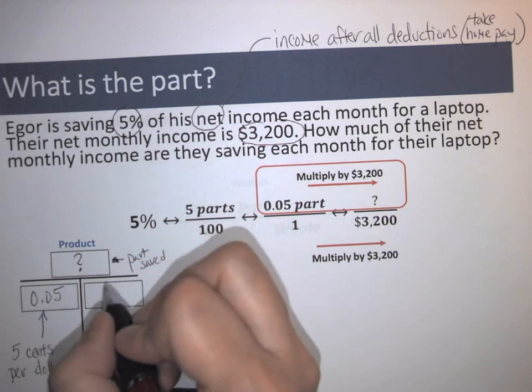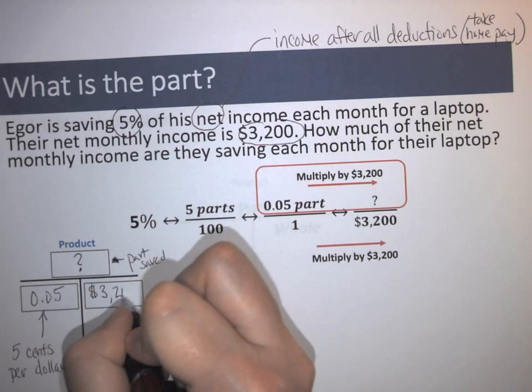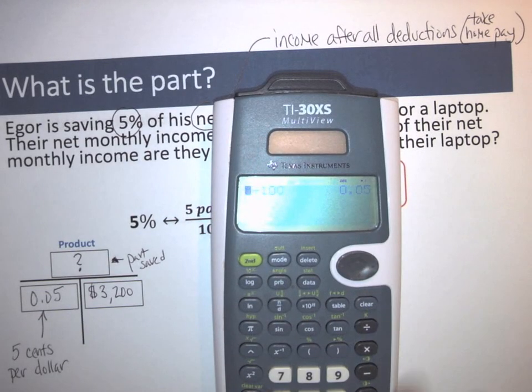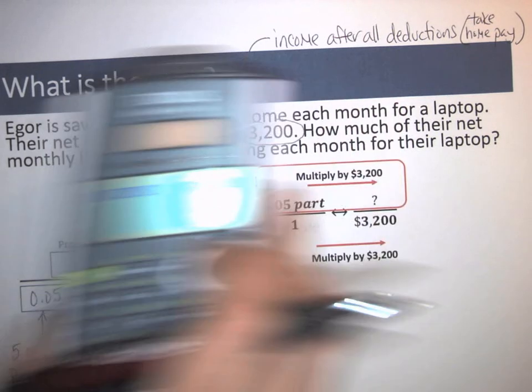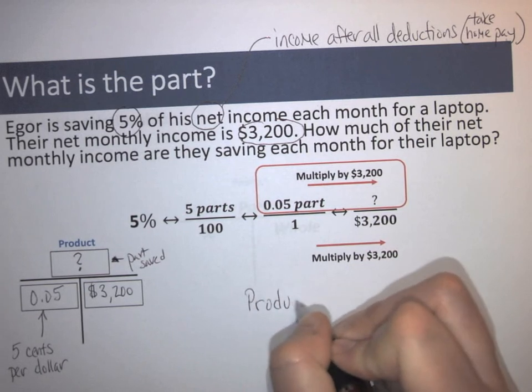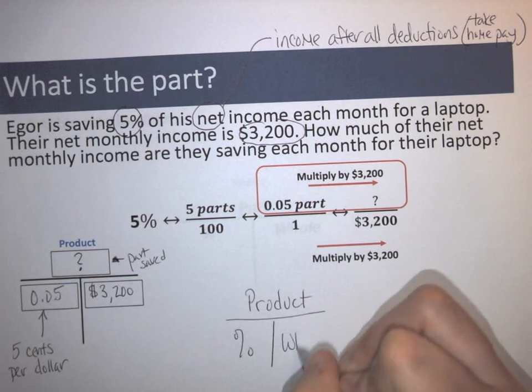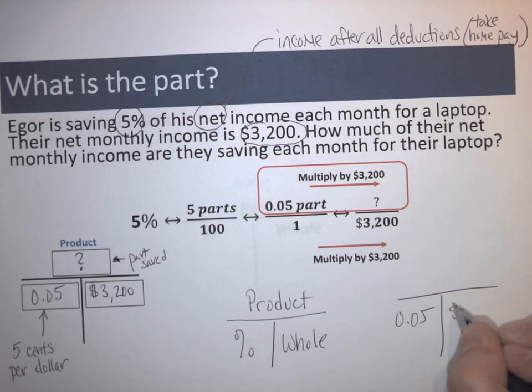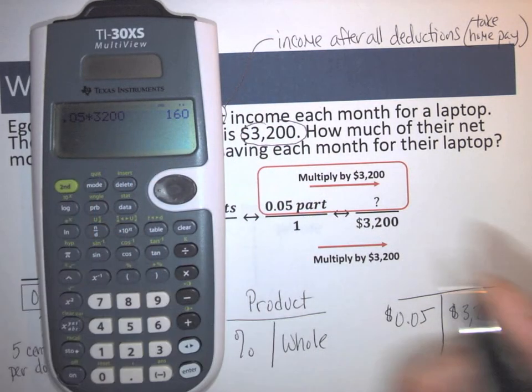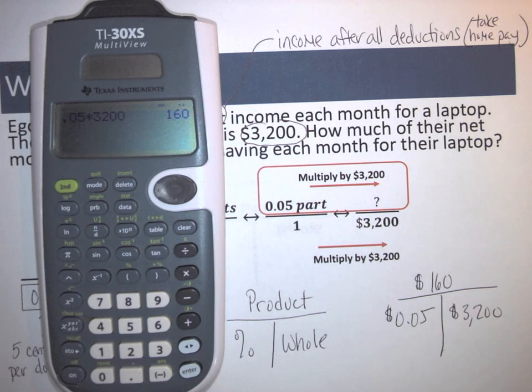And the total income, the take-home income, is $3,200. And then we just need to use this product relationship. So I'm going to take, for every dollar, Igor is saving 5 cents. So 5 cents out of every dollar, and he's going to do that 3,200 times. So on this paycheck, so let's look at, we've got product, percentage, and whole. So 5 cents out of every dollar, and dollars earned 3,200. And when I do that multiplication, Igor's going to save $160 toward the laptop.